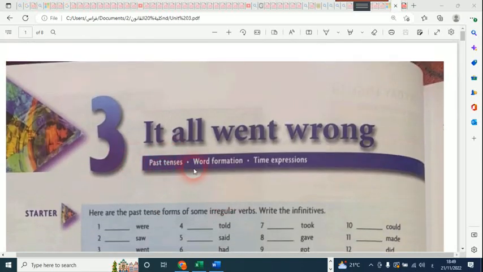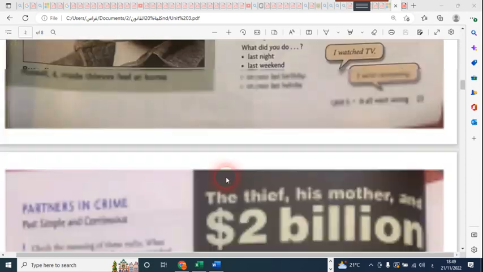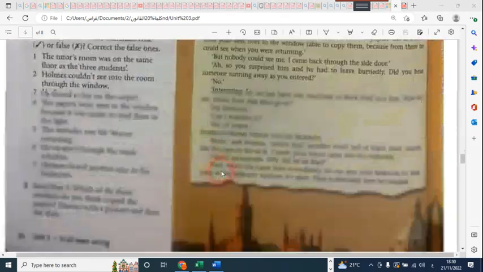The topics to be covered المواضيع اللي سيتم تغطيتها. We have the past tenses as I said, the past simple and the past continuous. We have word formation كيفية صياغة الكلمات. Let me just give you an example.